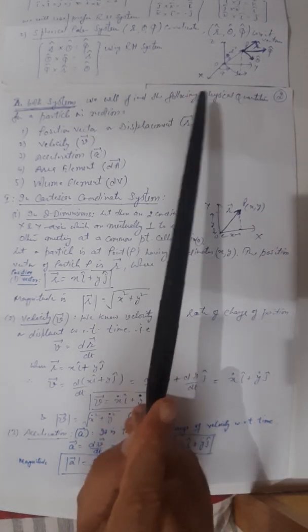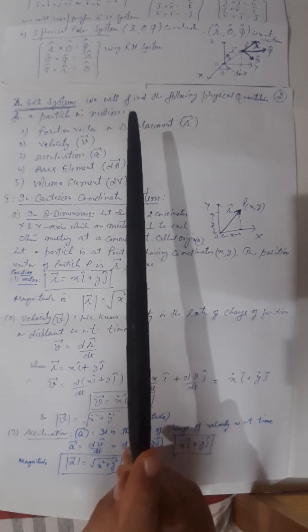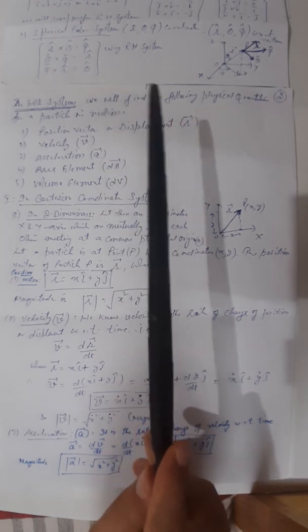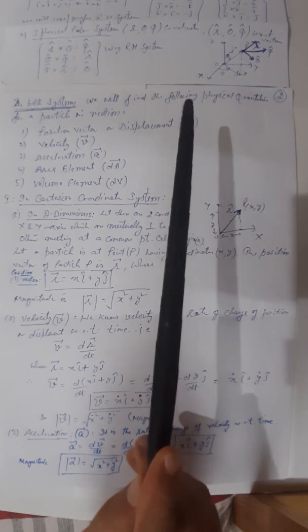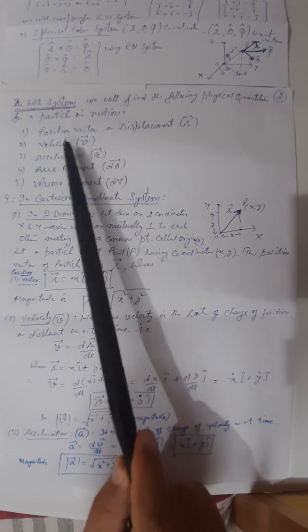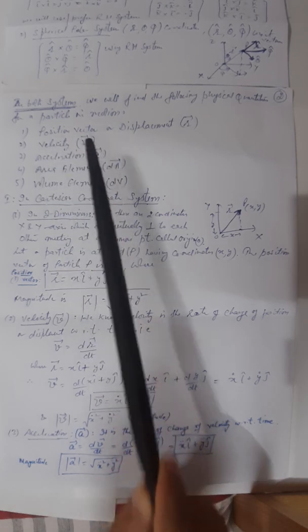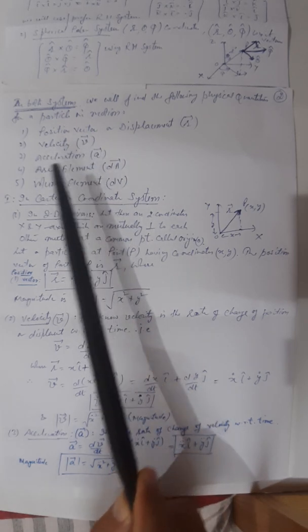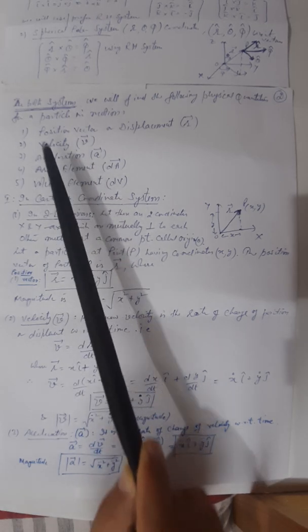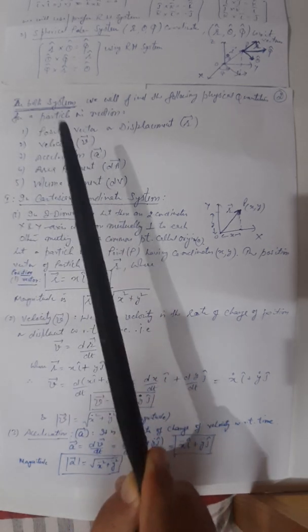Now, we will describe the various physical quantities in both the Cartesian as well as the spherical polar system. These are the 5 physical quantities: first, position vector or displacement vector, second velocity, third acceleration, fourth area element and fifth volume element. We will describe these in both systems.